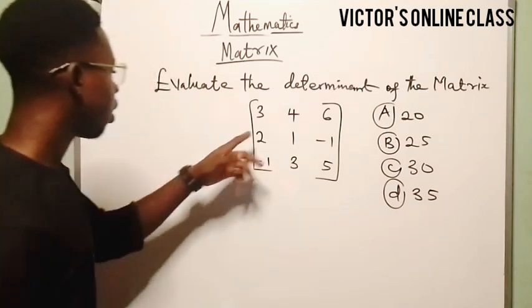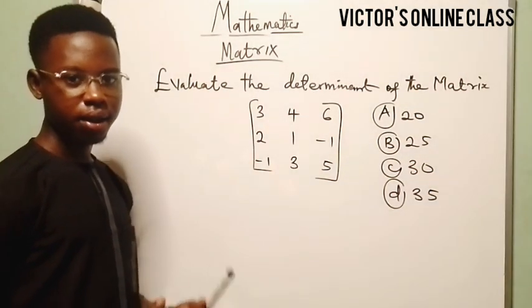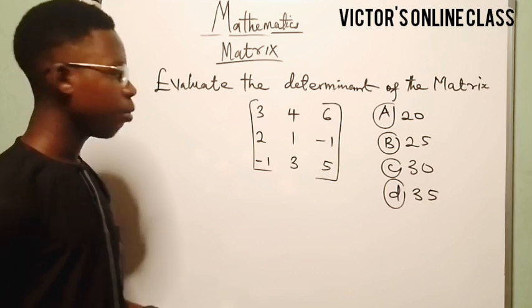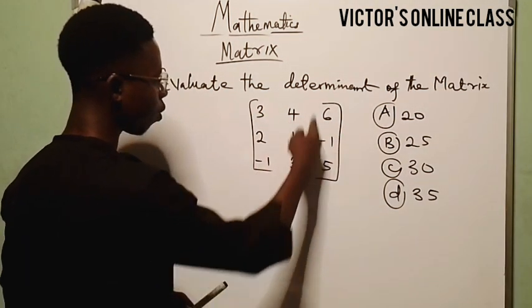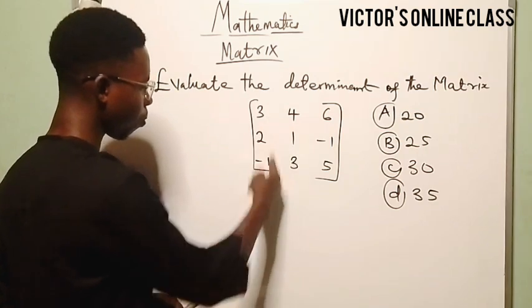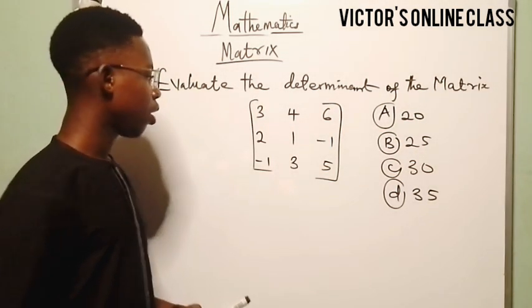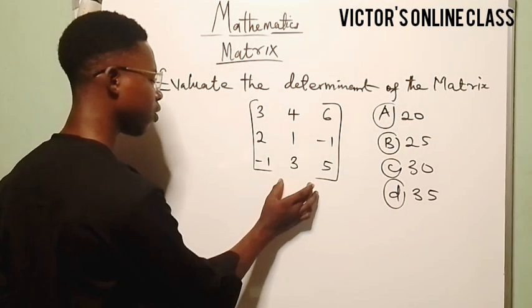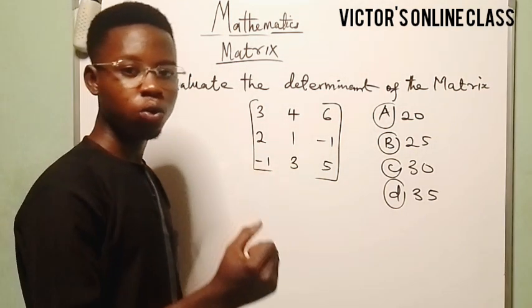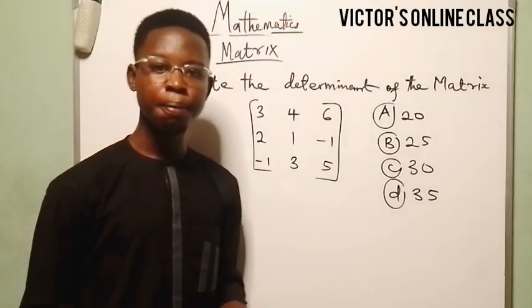Now we have what we call a 3 by 3 matrix, because it has 3 rows and 3 columns. We call it a 3 by 3 matrix. Now how do you find the determinant? When you are looking for the determinant of a 3 by 3 matrix, you first of all break it down to 2 by 2 matrices, and in that case you find your final answer.